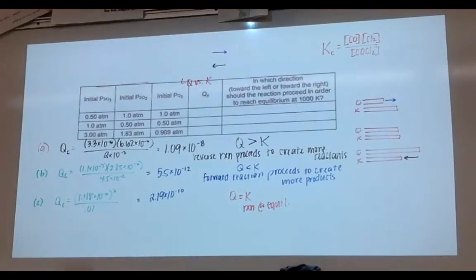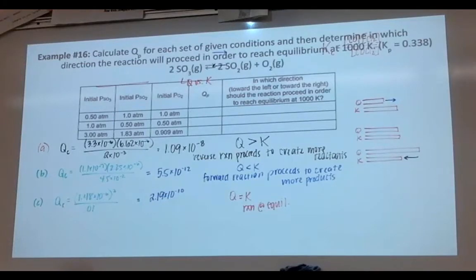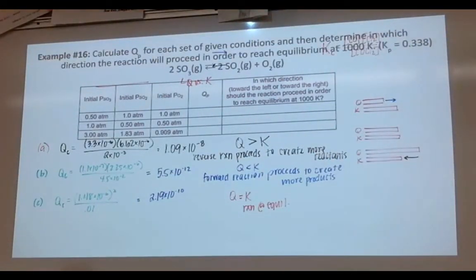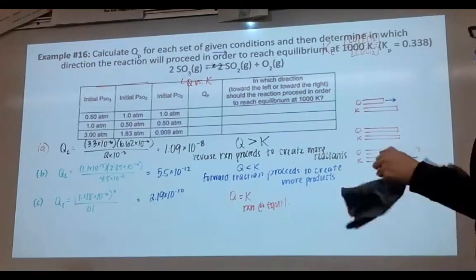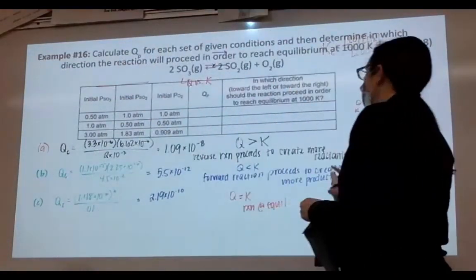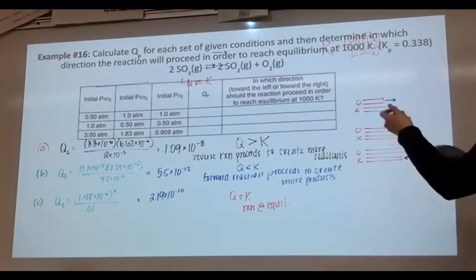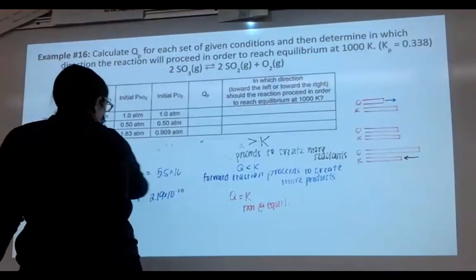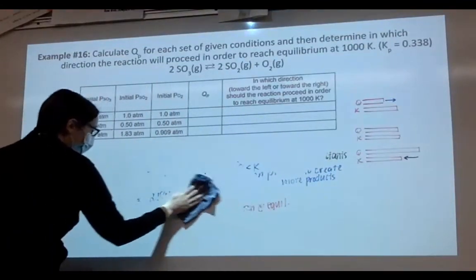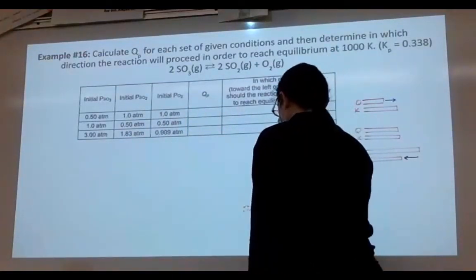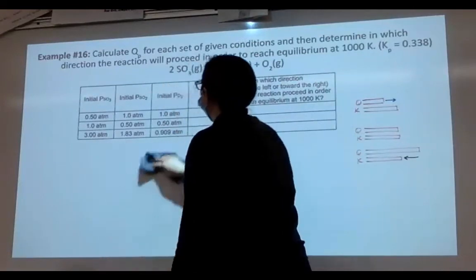So I'm going to have you guys actually try example 16. Example 16 says calculate QP for each given set of conditions and then determine in which direction the reaction will proceed in order to reach equilibrium. So now it's QP. You just have this table. The table is just a way to help you organize all of your information. If you don't show all of your work here, it's your notes, but I would suggest, again, practice writing the Q expression.